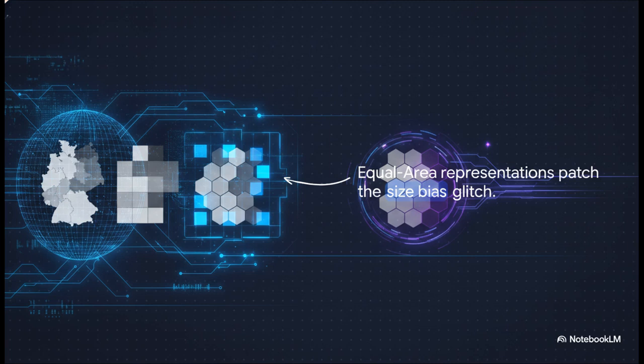So, how do cartographers patch this visual glitch? Well, they force the map into equal area grids, transforming standard, messy boundaries into uniform squares or hexagons. Every single unit gets the exact same visual weight. Now, sure, it completely distorts true geography, but it presents the statistical data with absolute, unbiased purity.